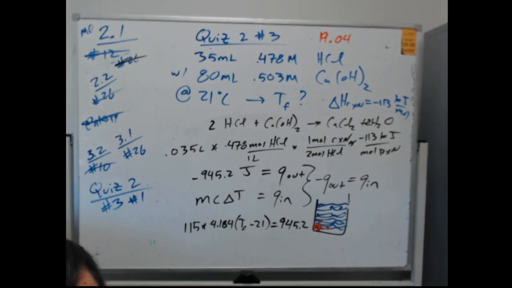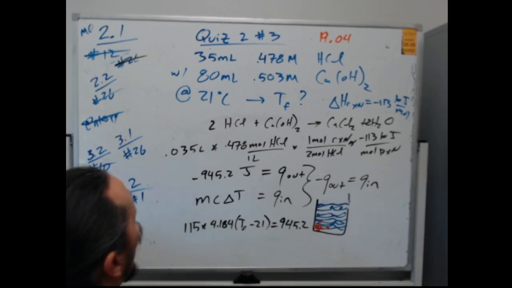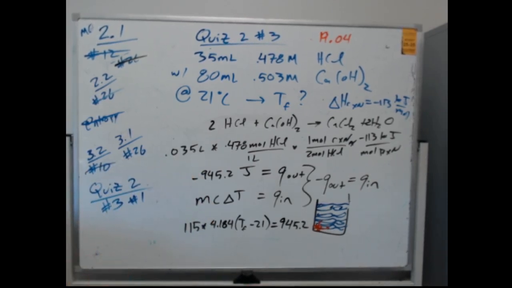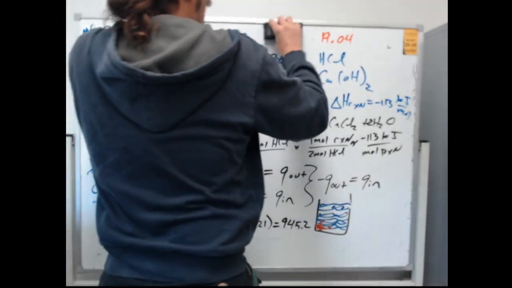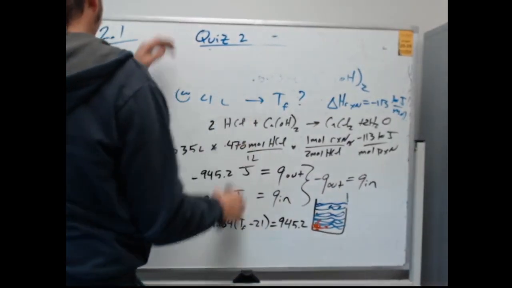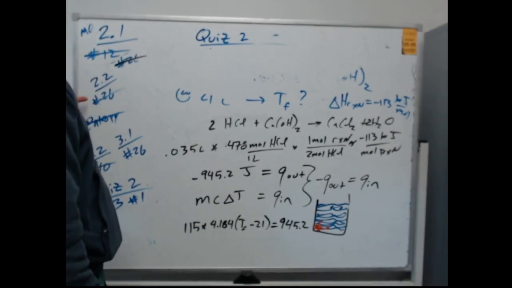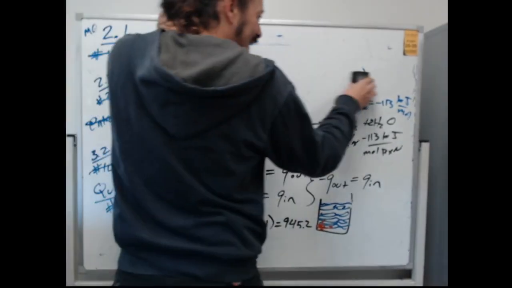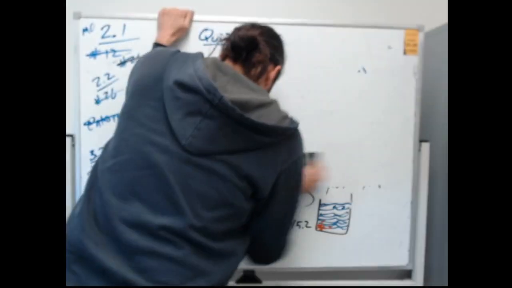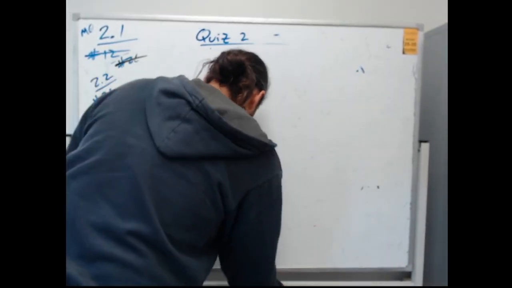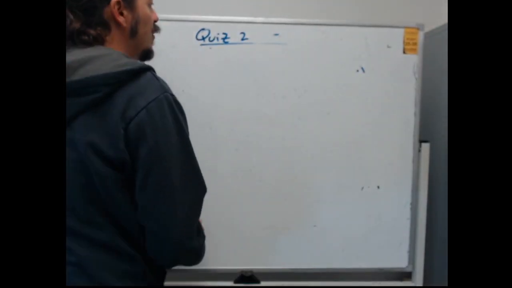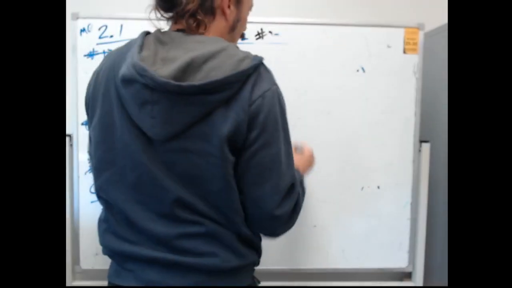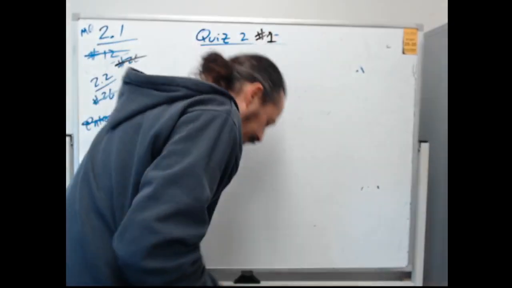Let's see if that's what happened in number 1. Were you number 1 or you? Let's see if that's what happened in number 1. Okay, if I erase this, you were number 26. Whoa, that's weird. Okay. The thing that was weird to me that I just realized is we did 2.1 number 26, 2.2 number 26, and we're going to do 3.1 number 26. Number 26 was tricky this quarter for some reason. Okay, so let's go ahead and do quiz 2, number 1, and see what's going on.